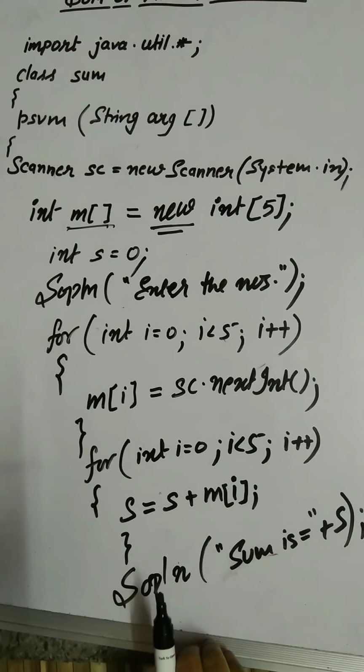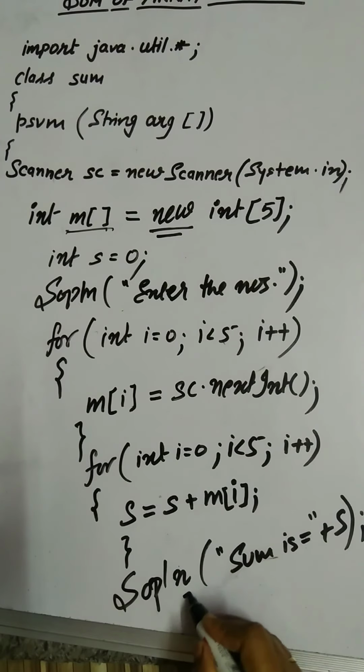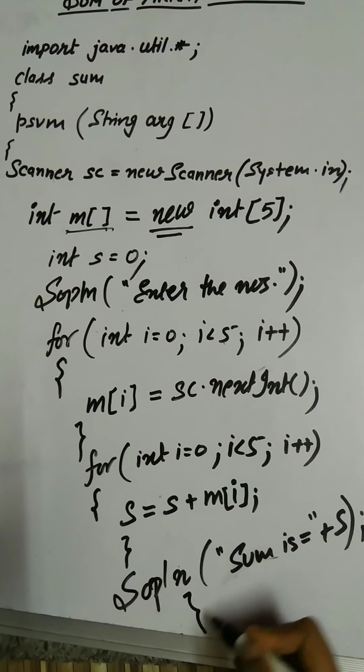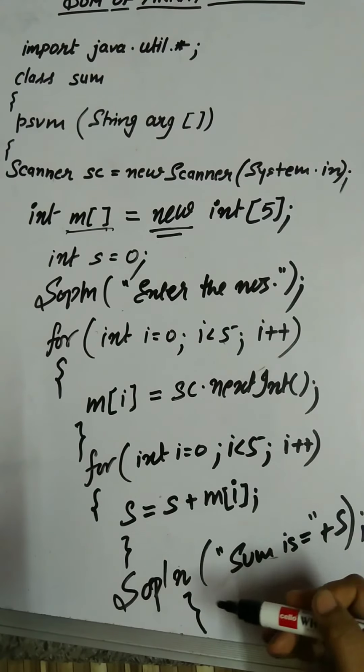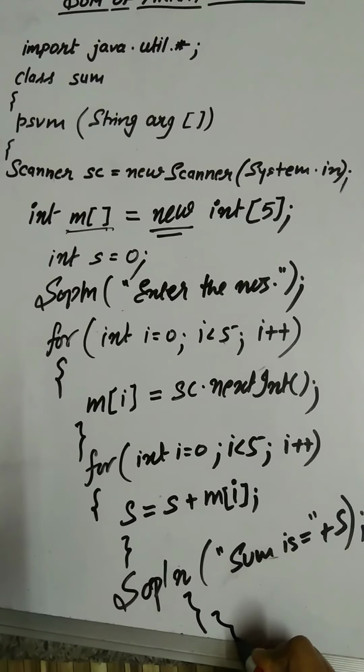After this, close the method, close the main method and close the class. So this is the simple program for the sum of the array elements by using the Scanner class. I hope this program is clear to all of you.